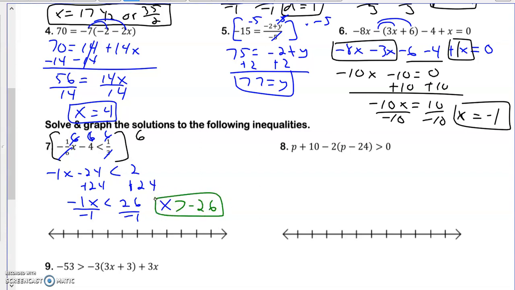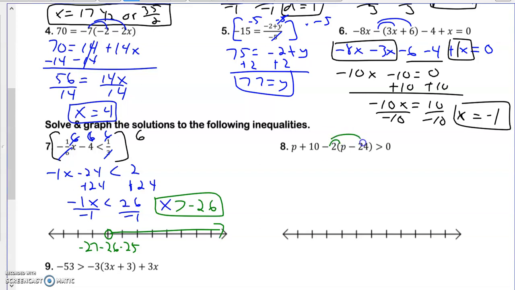Now I know that this is going to be an open dot. So I'm going to put a negative 26 here. I got an open dot. I need to have some numbers above and below it, so I'm going to do that, and I'm going to go to my right. Keep in mind, you always want the variable first. So you want to keep the variable always on your left side.